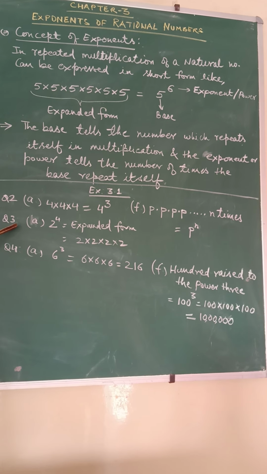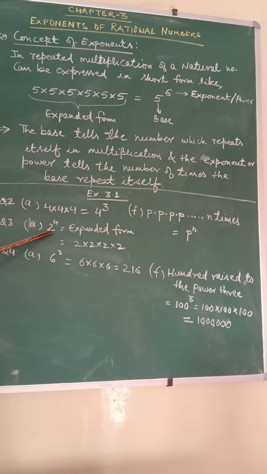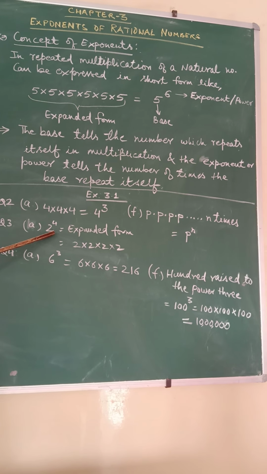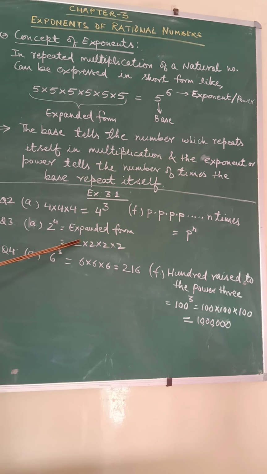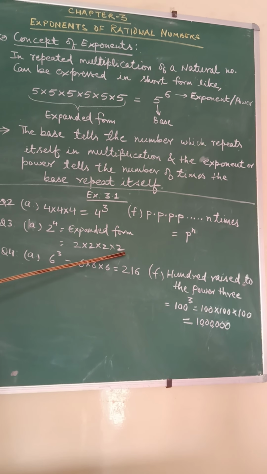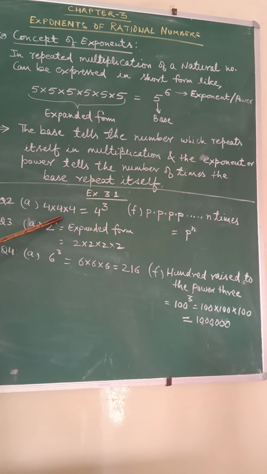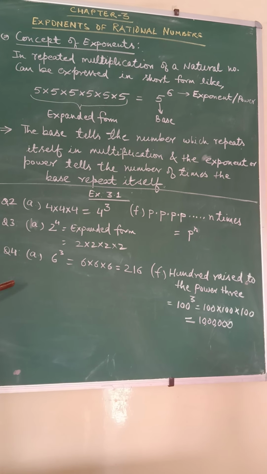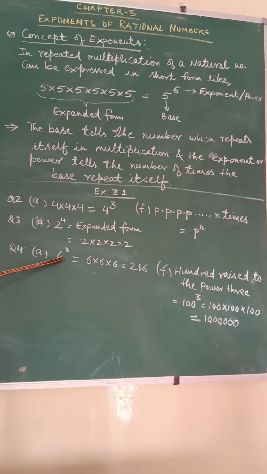Right? Similarly, in question 3, you have to write in expanded form. The number is given in exponent or power form, that is 2 raised to power 4, and you have to write it in expanded form. The expanded form will be 2 multiply 2 multiply 2 multiply 2. So you have to write 2 in multiplication form, and how many times? 4 times. Right? Question number 4, you have to compute, you have to solve this.